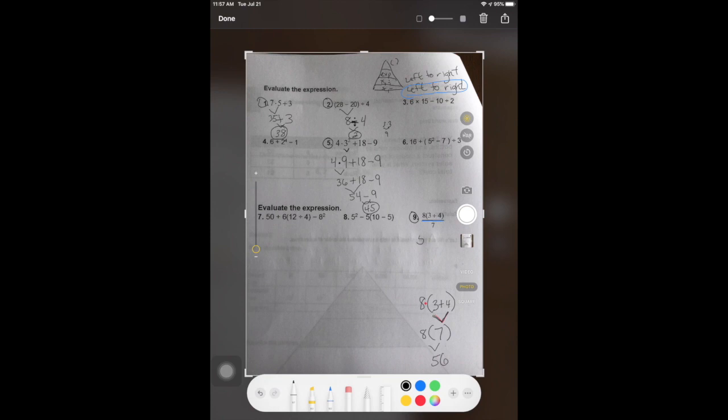I've now solved the top part of that problem, 56, and I still have the 7. So remember that bar means divide. 56 divided by 7 is 8. So I evaluated that expression and got 8. Now, go slowly, do one step at a time, use your arrows to show what you're doing first and what you're doing next, and that'll keep you in check. All right.